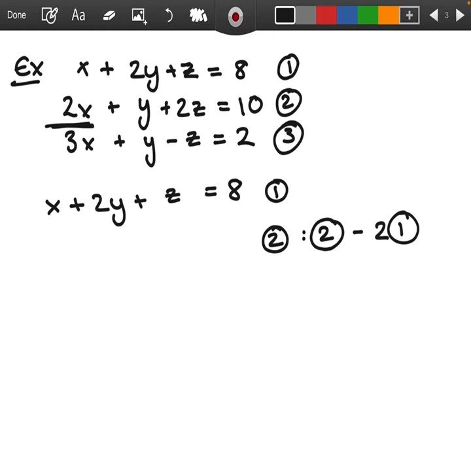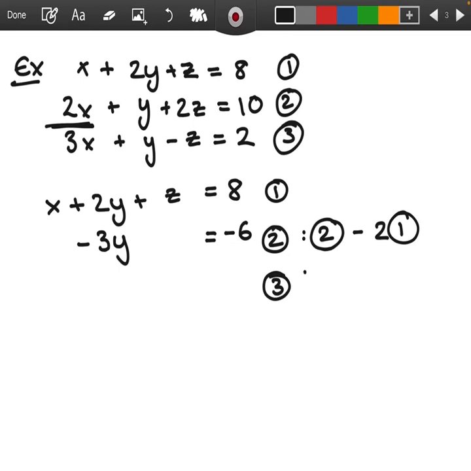So if I do that, I'm going to get no x term, and then y minus 2 times y is going to be negative 3y. And then 2z minus 2 times z, I actually end up with no z term here, is equal to 10 minus 2 times 8, which is going to give me negative 6.